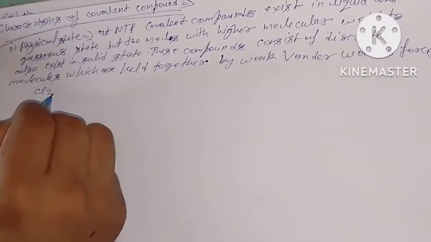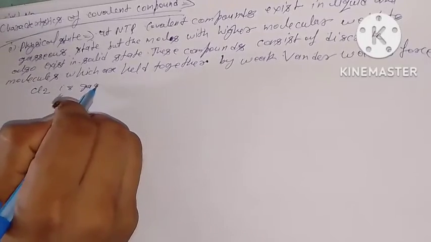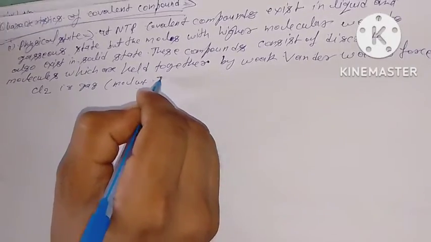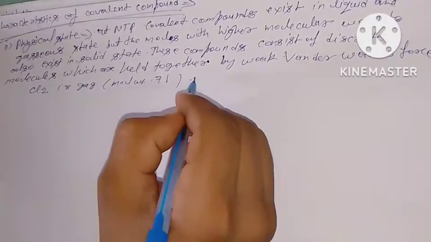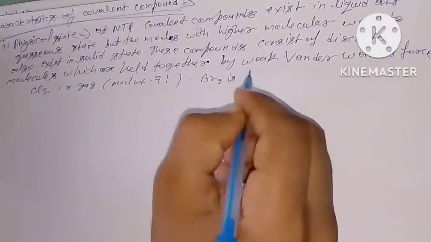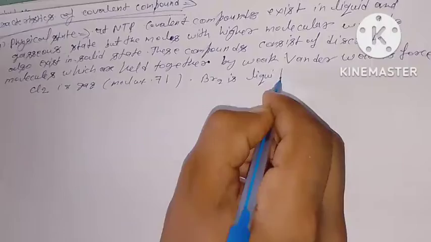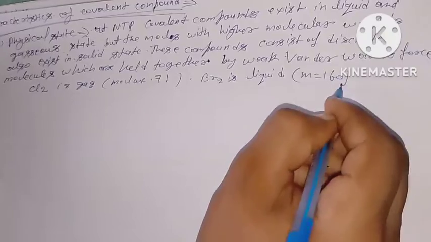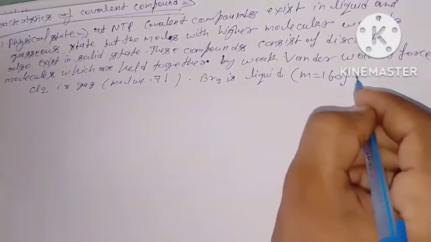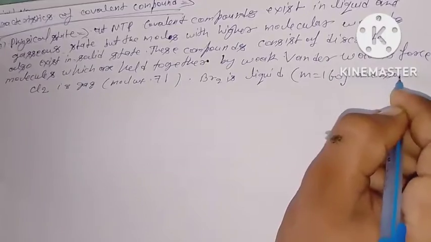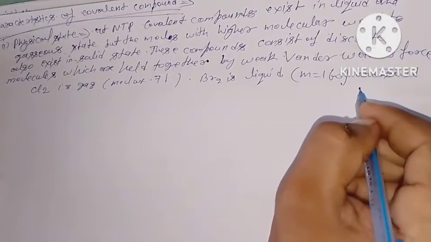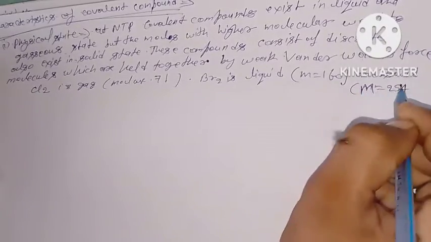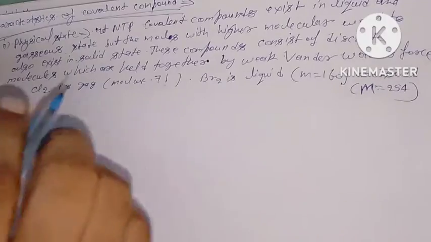Example, Cl2 is a gas, molecular weight 71. Br2 is a liquid, molecular weight 160. And iodine is a solid, molecular weight 254.